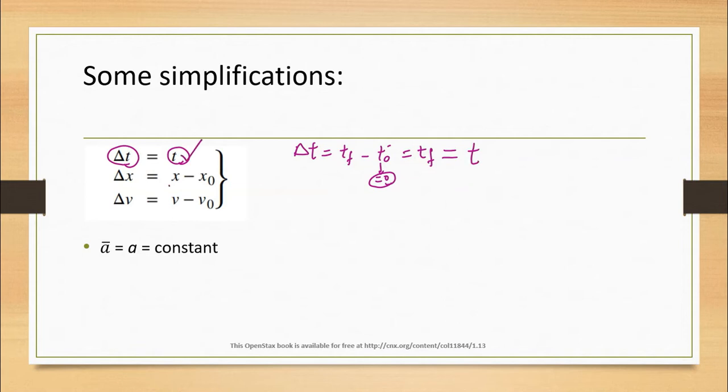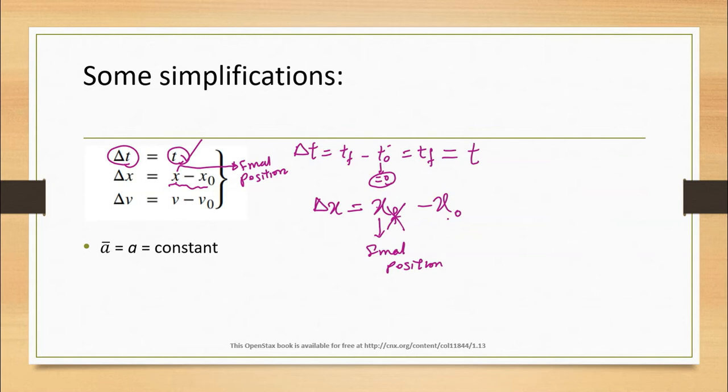Delta x, we show it with x minus x sub 0. So x here is final position. We say delta x is equal to x f minus x 0. This one is final position, and this one is initial position. So we don't write f anymore. We just write x. So x is standing for final position.